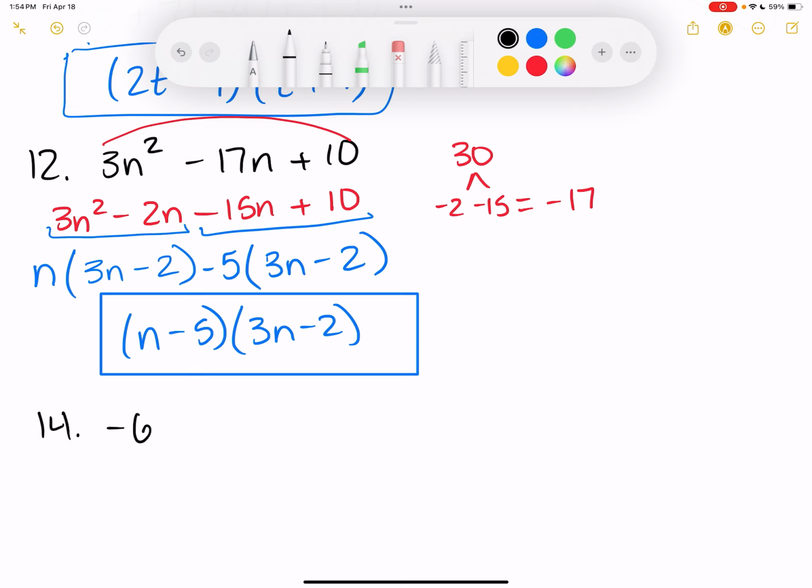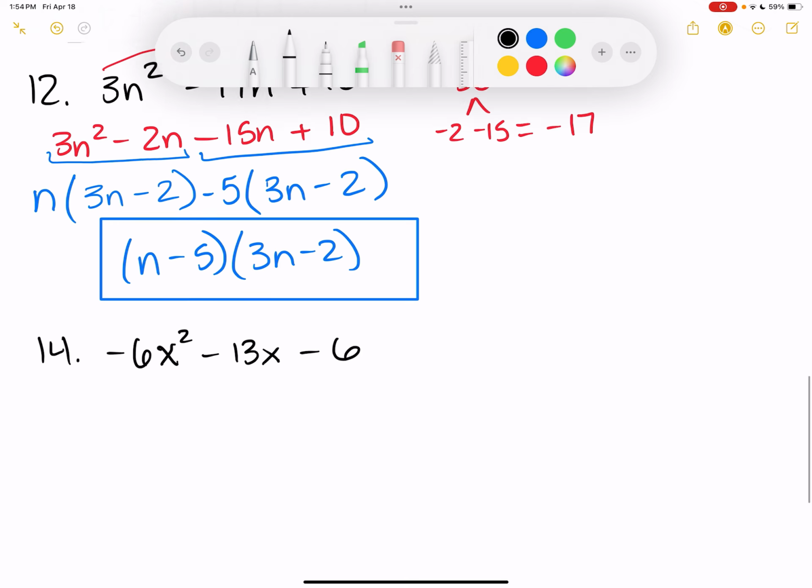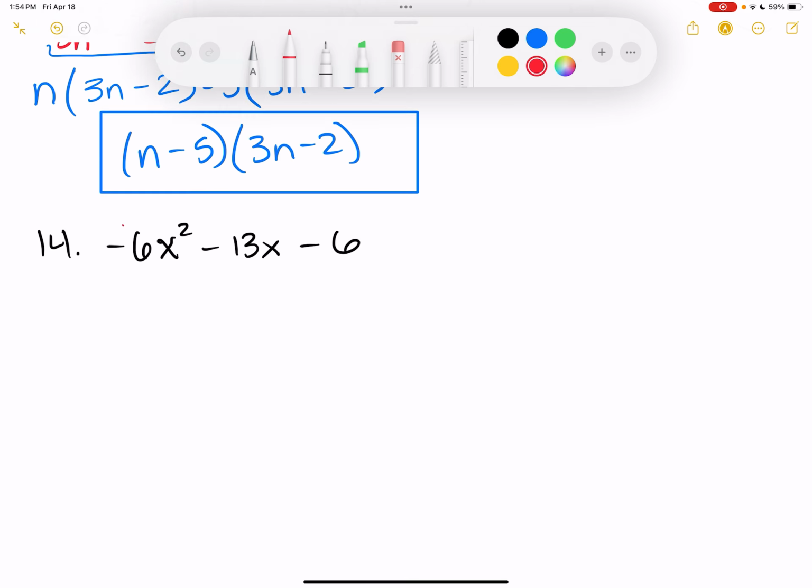Negative 6. There, use k, but I want to use x. x squared minus 13x minus 6. So I need factors of what? 36 that add up to give me negative 13. Negative 9 and negative 4. Those give me a positive. Added together give me a negative. So then copy those over.